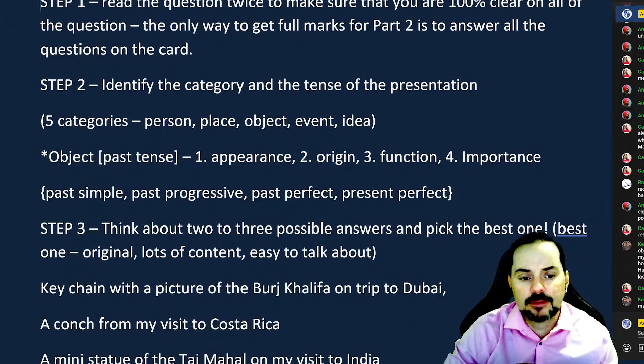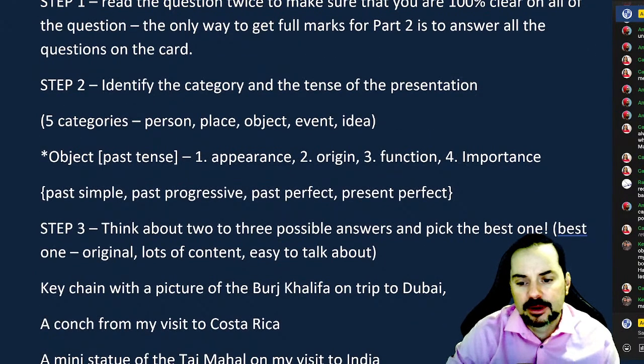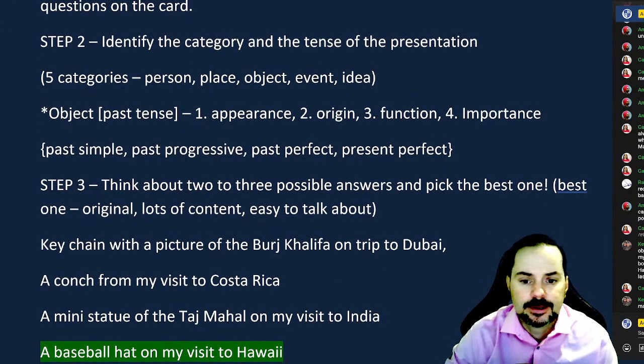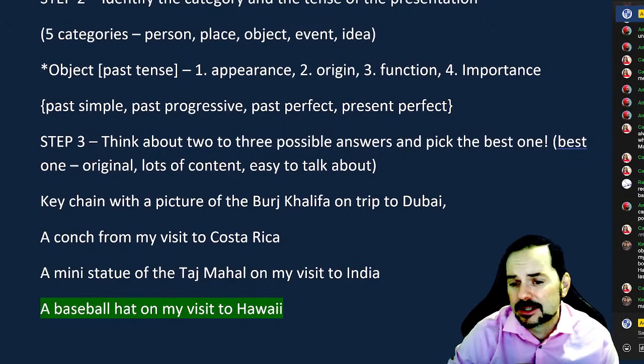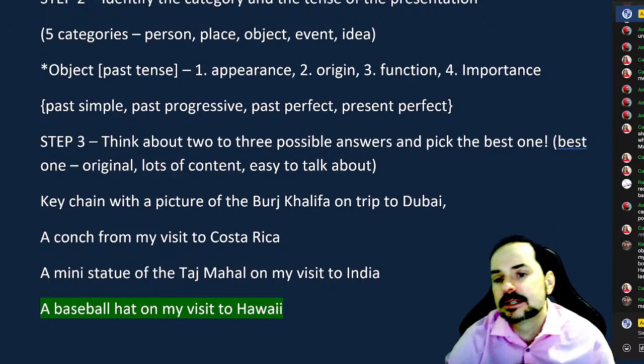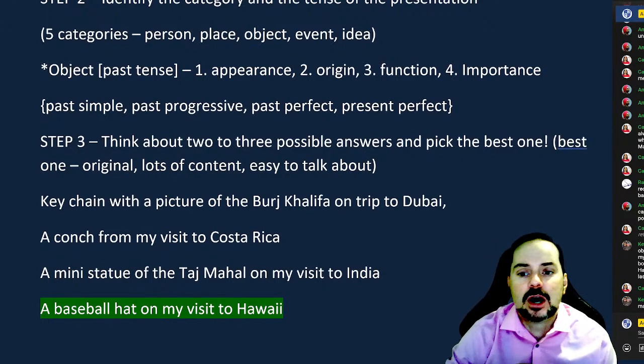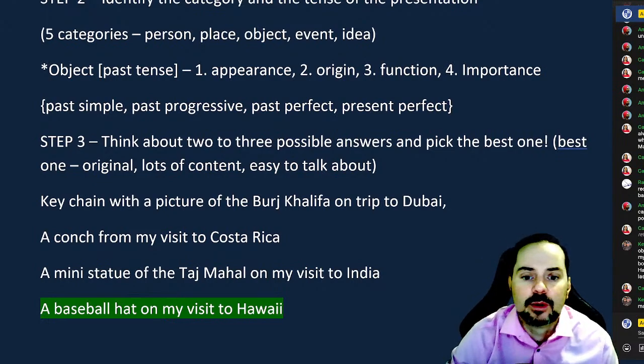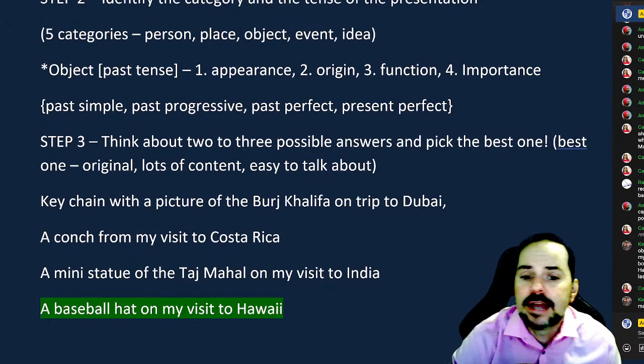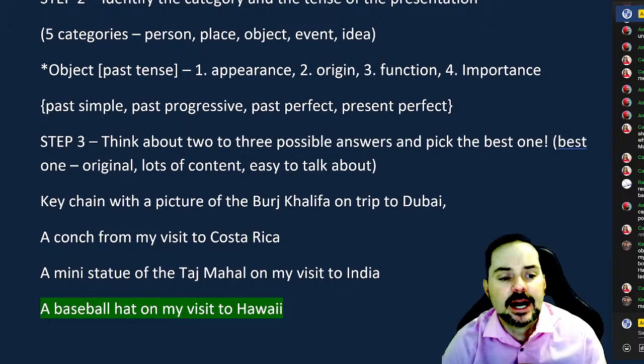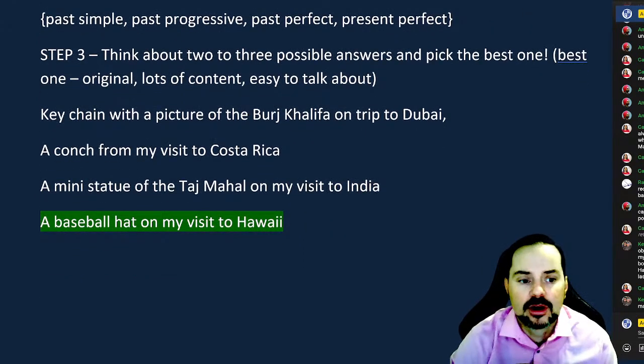Now, it's an object. I need to talk about its appearance, origin, function, and its importance. It's going to be in the past tense, so past perfect. All right, so what kind of objects? Well, I've got a keychain in the past. I've gotten socks. I got an umbrella one time in New York. And oh yeah, I got my baseball cap in Hawaii. All right, I'm going to go with the baseball cap.